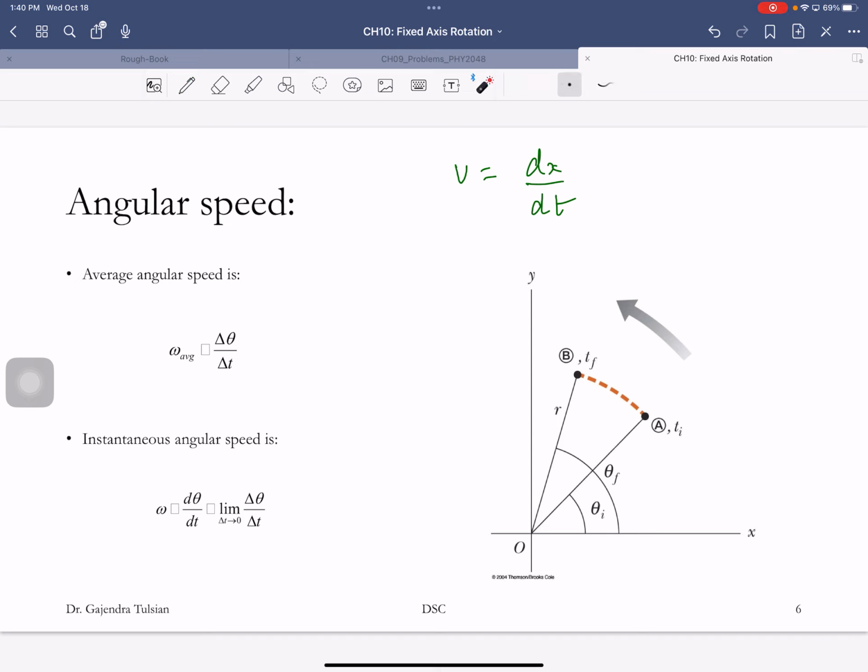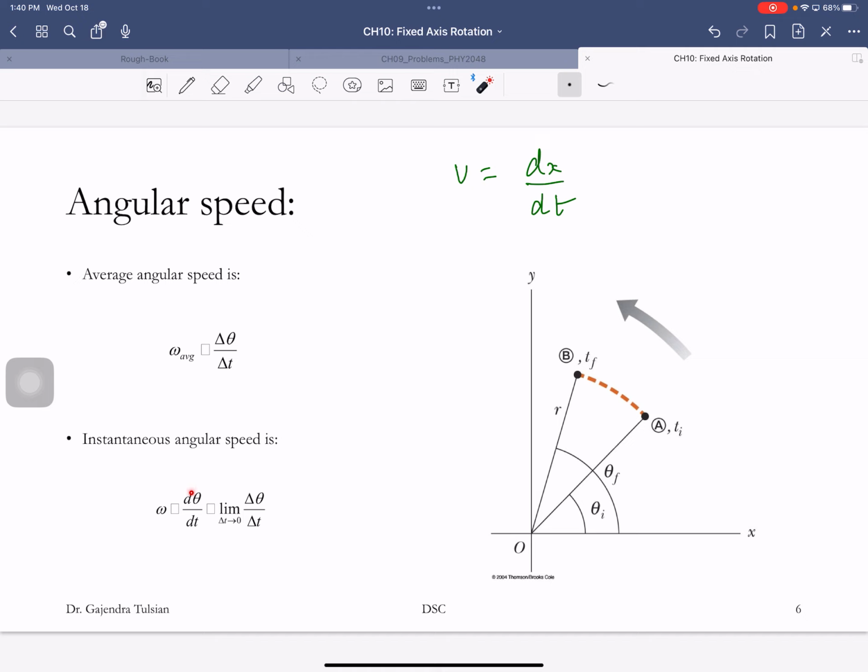The squares are equal signs? Yeah, I don't know what happened. I just changed slides a few minutes ago, and when I converted it to PDF, it didn't convert properly.